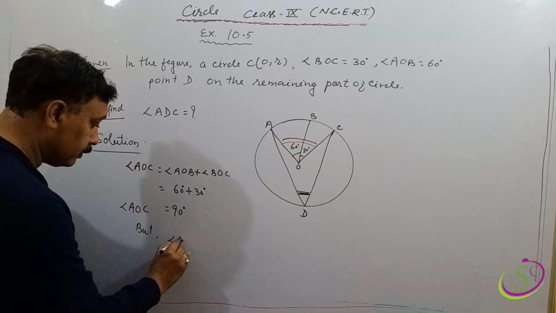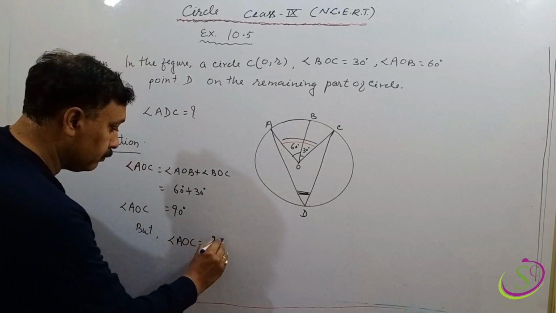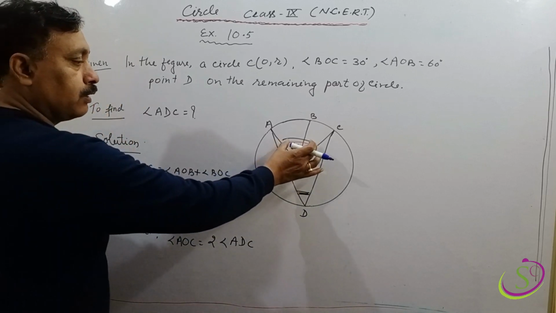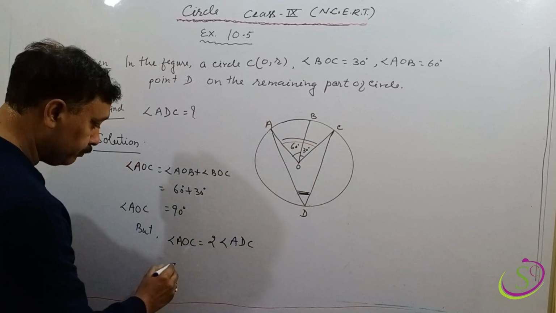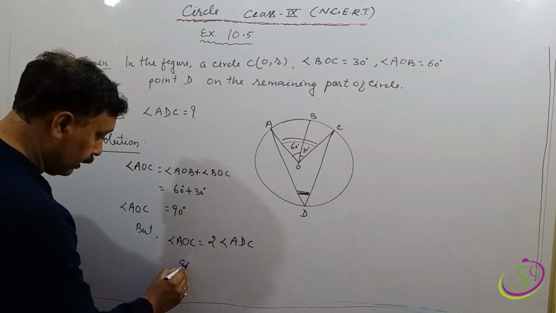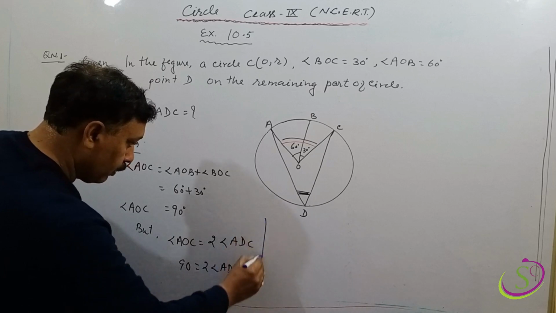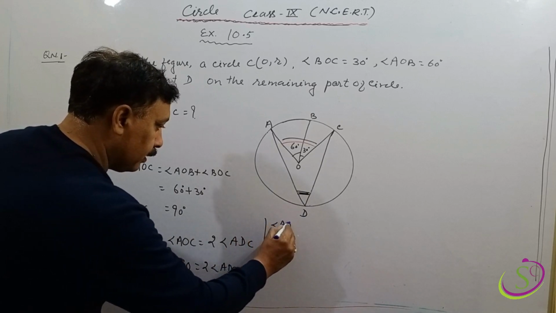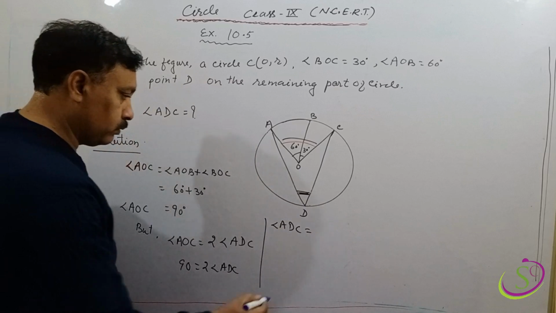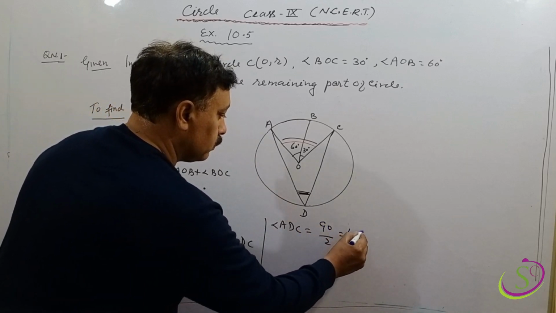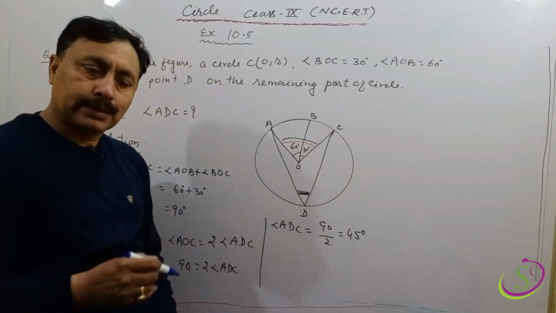Angle AOC is double that of angle ADC, means this angle equals double of this angle. So 90 equals twice of angle ADC, and angle ADC will equal 90 upon 2, that is 45 degrees. Is it clear?